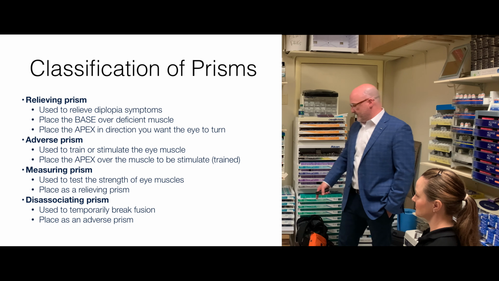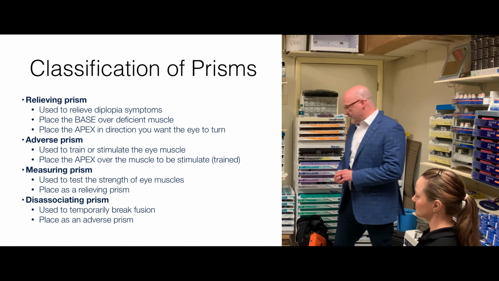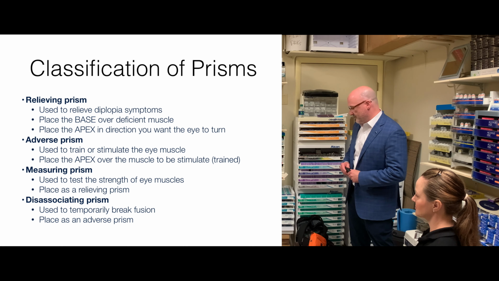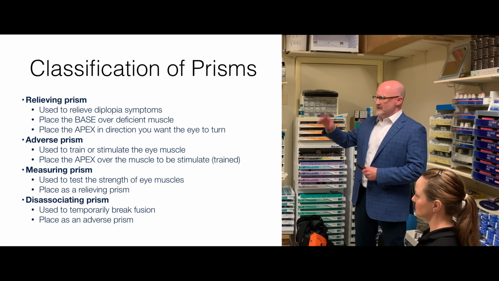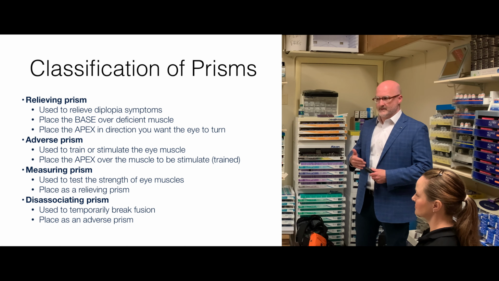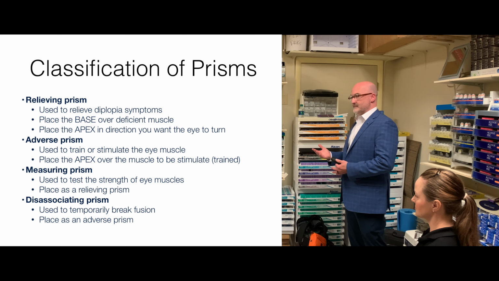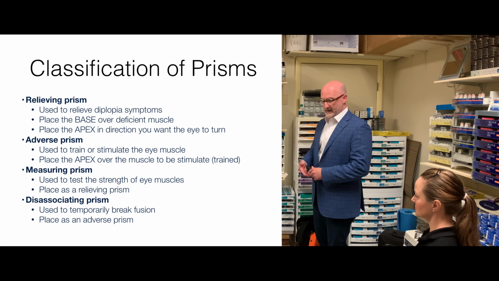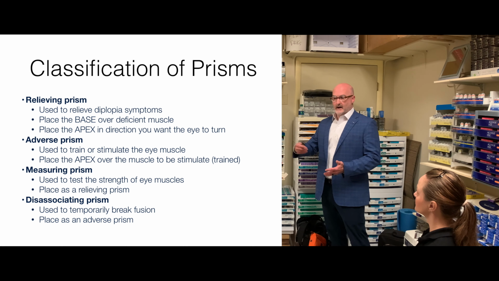So there are different classifications of prism. You've got relieving prism, adverse prism, measuring prism, and disassociated prism. What the doctor will probably do is use a lot of these different types of prism. Why would somebody be prescribed prism, or why would we grind prism in glasses that doesn't necessarily have prism in the prescription?